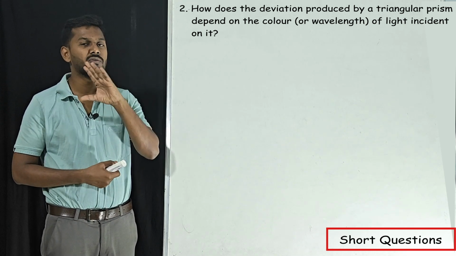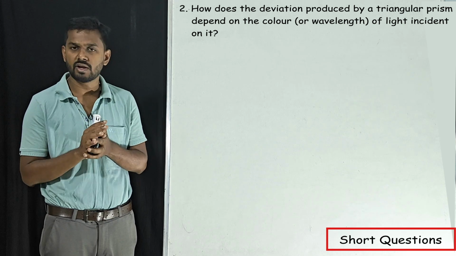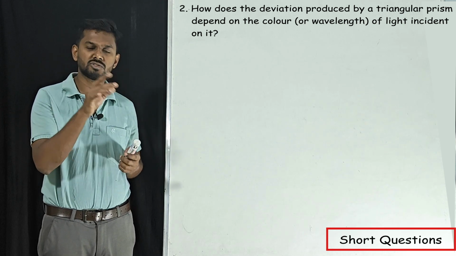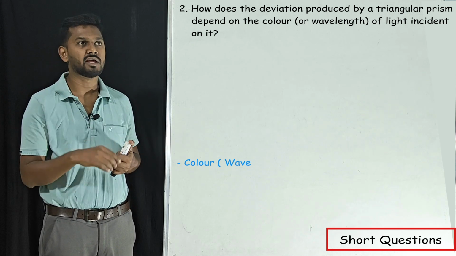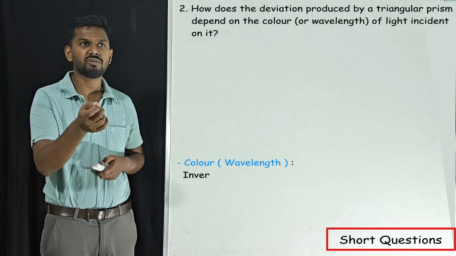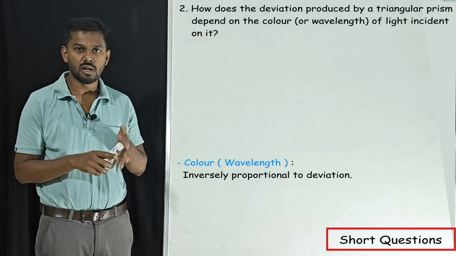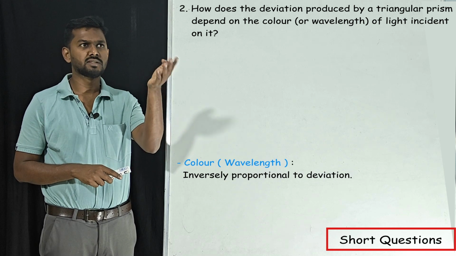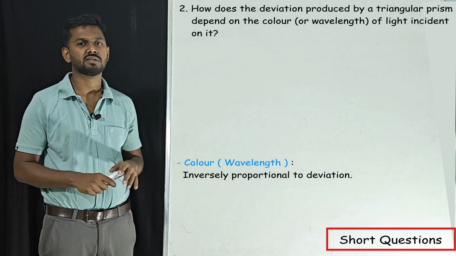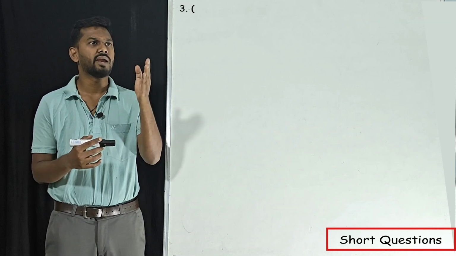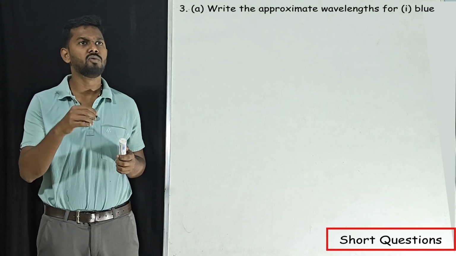In the exam they will not ask you to name 2 or 3 factors. No, they will give you the factors. You have to tell them how it is affecting it. So how does the angle of deviation depend upon color or wavelength? It is inversely proportional. As the wavelength increases, deviation decreases. That's it.